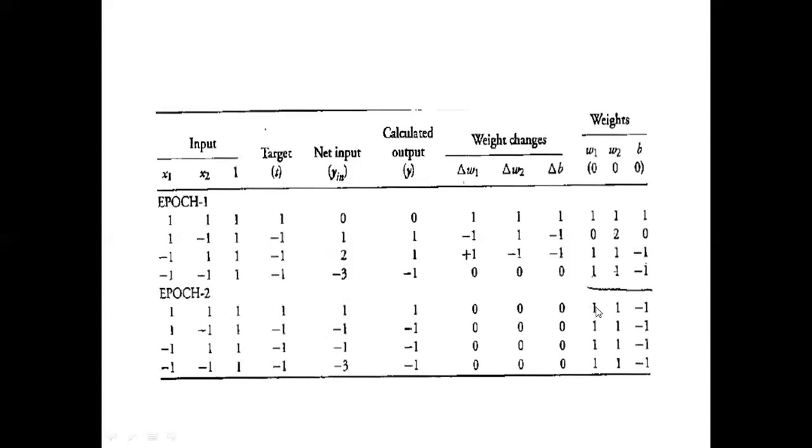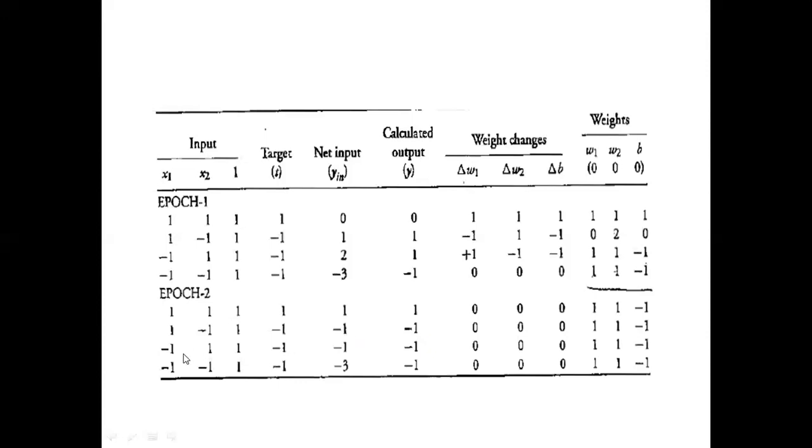The same way we used in epoch 1, we use in epoch 2 also for calculating y in and y. So that is 1 into 1, how much? Here 1 into 1 is 1, 1 into 1 is 1, and -1 into 1 is -1. So the value will become 1. Next, 1 into 1 is 1, 1 into -1 is -1, and -1 into 1 is -1. So it will become -1.